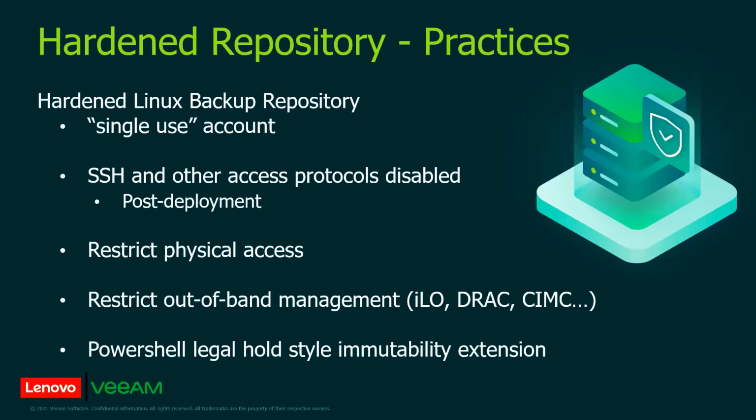as secure as possible. And I just wanted to mention, there is a PowerShell mechanism for extending legal hold style immutability. So for instance, if my current backup chain is immutable for 7 days, and you remember the screenshot, if I wanted to extend that to 60 days or 30 days or something, I could dynamically do that with PowerShell.